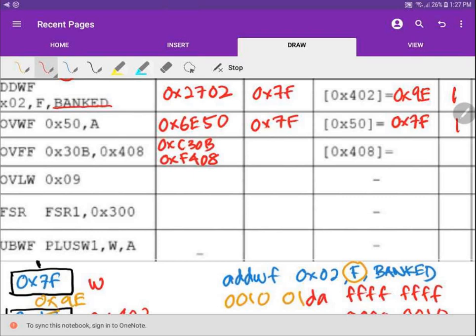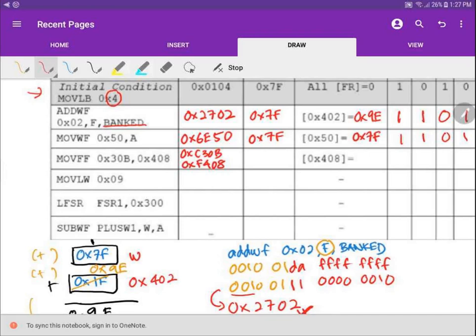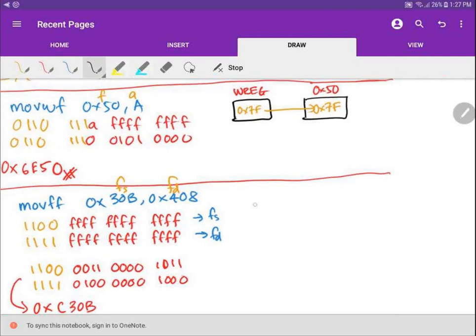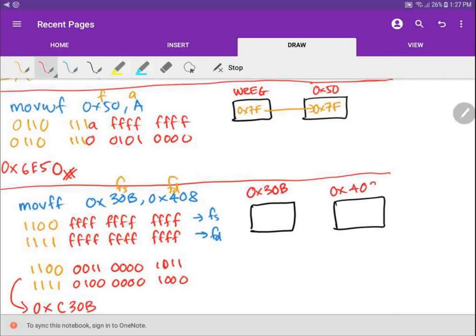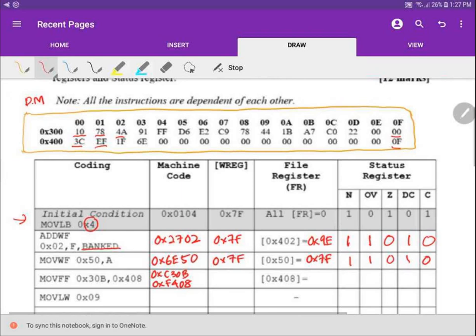Any questions so far? So after that, then we have to draw. We are moving the content of 30B to 408. What is inside 30B? What is at 30B? What is at 30B? A7.